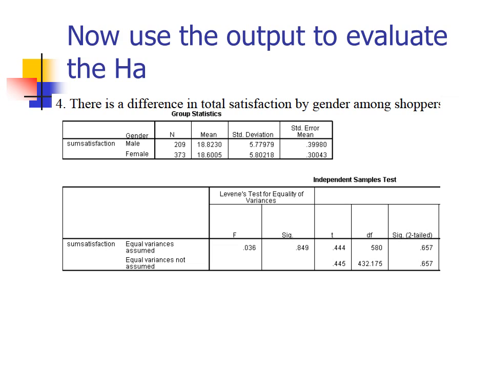There is a difference in total satisfaction by gender. No, there is not. We accepted the null because there's no significant value here. 0.657 tells us there is not a significant difference. You could probably figure that out in your head.